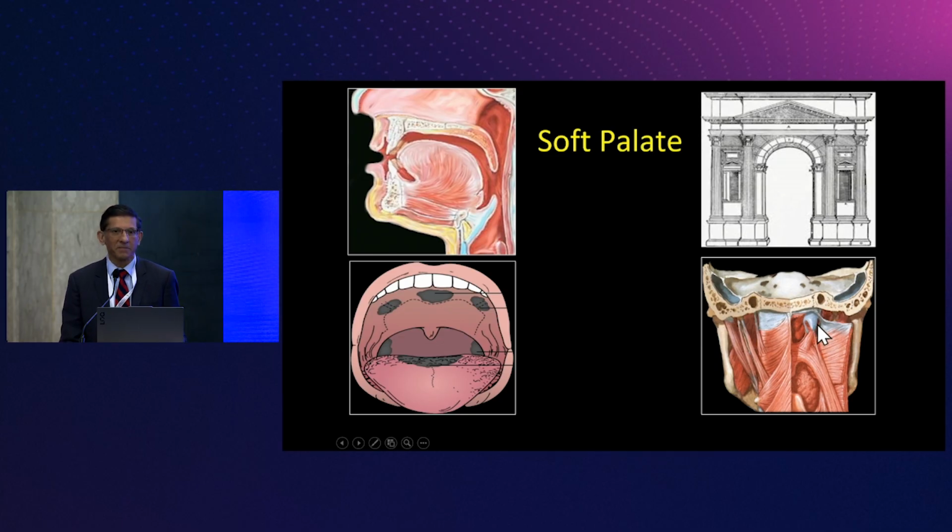Does anybody remember those in medical school? How many of you radiologists went to medical school? I got 3, all right. And nobody remembers the tensor and levator veli palatini.